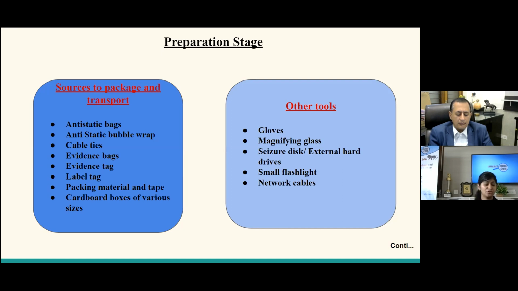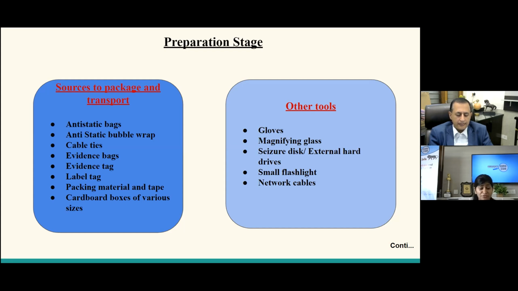separate items. The anti-static bag is used to seize hard drives, because hard drives are vulnerable to electromagnetic or electrostatic transfer damage. So it saves your hard disk, or any other electronic media, from such damage.